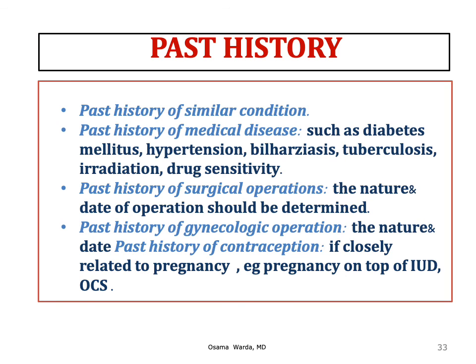Past history. The following items should be asked in the past history. Past history of similar condition. Past history of medical disease such as diabetes mellitus, hypertension, bilharziasis, tuberculosis, irradiation, drug sensitivity. Past history of surgical operations, the nature and date of the operation should be determined. Past history of gynecological operations, the nature and the date of the operation should be determined. Past history of contraception, if closely related to pregnancy, for example, pregnancy on top of IUD.